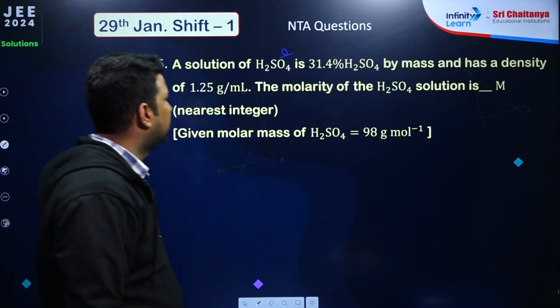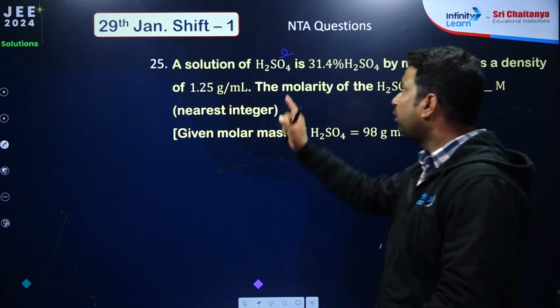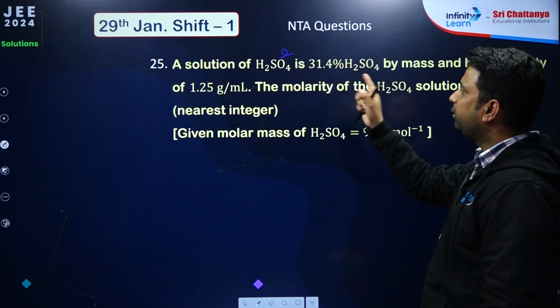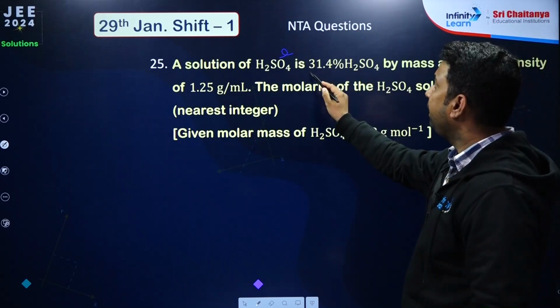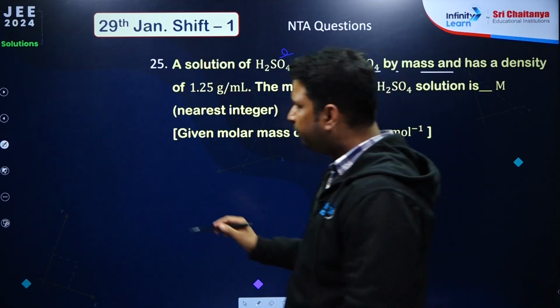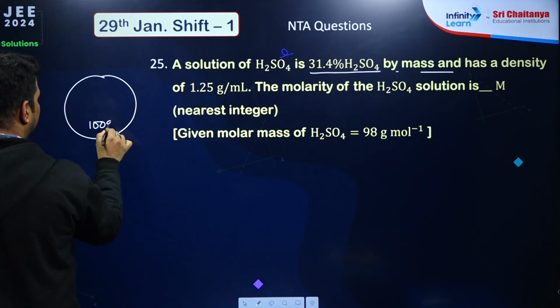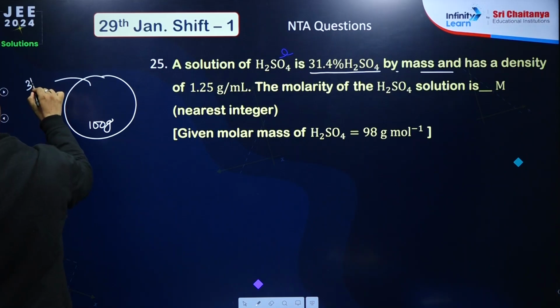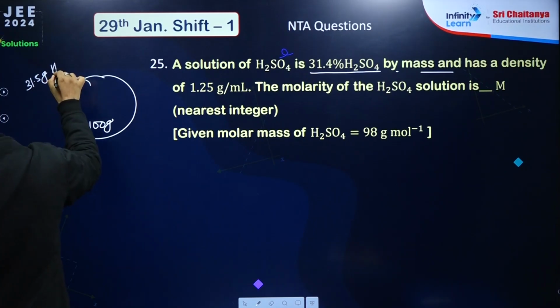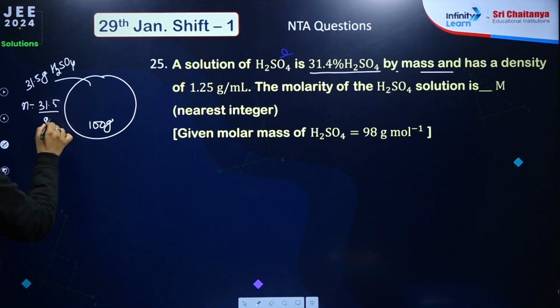So come to the question number 25. A solution of H2SO4 is 31.4% by mass. If you are taking 100 gram solution, it contains 31.5 gram what? Sulfuric acid. So you can calculate number of moles. 31.5 divided by 98, it should be number of moles.